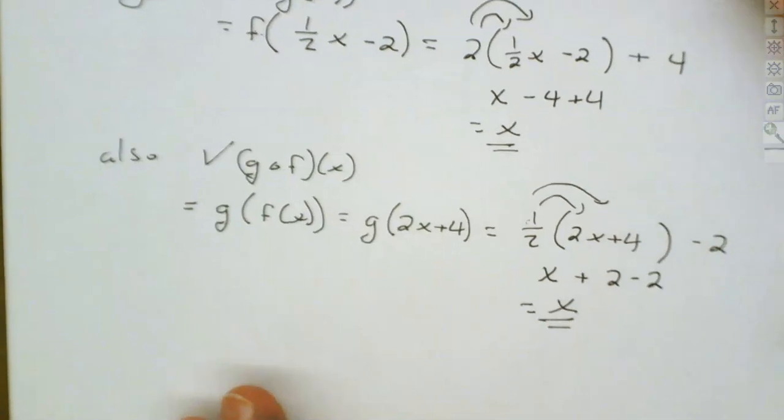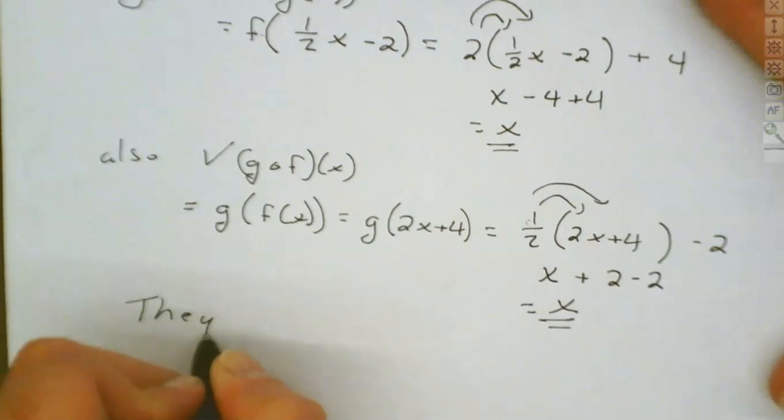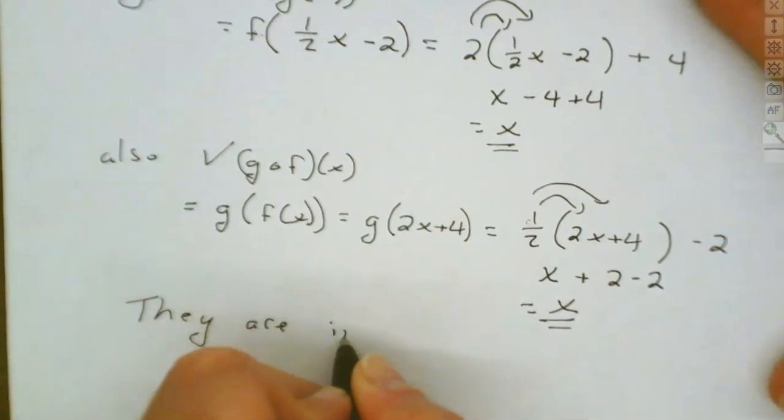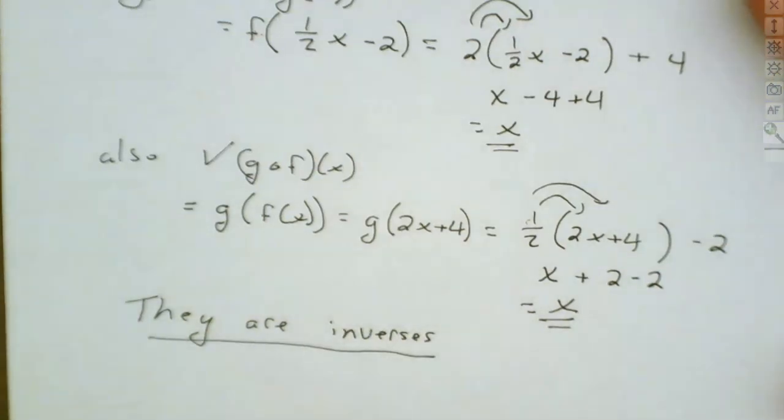Now, what do we know? We know they are inverses if what? If both of them come out to be what? X. Do both of these come out to be x? Yes. So that means these are inverses. So these are going to be inverses.